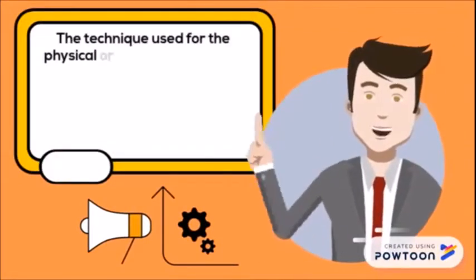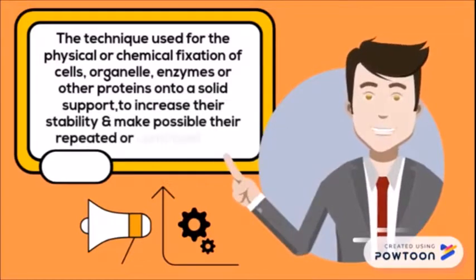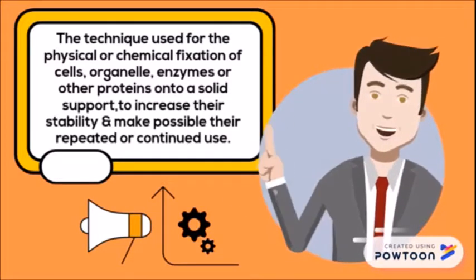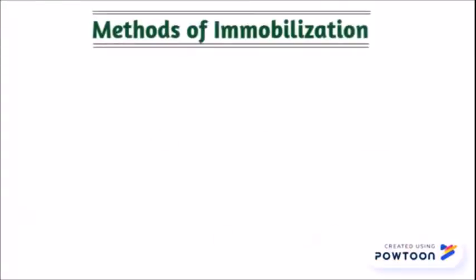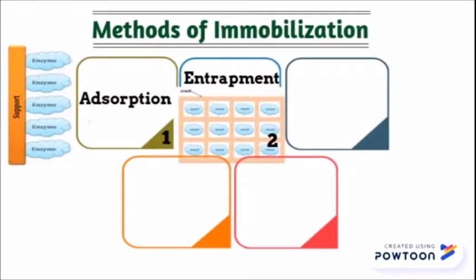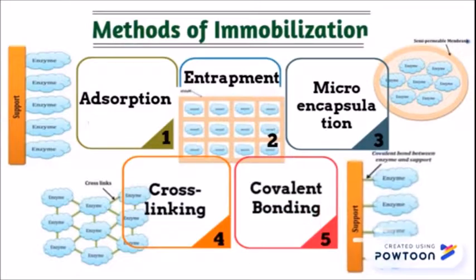Immobilization is the technique used for the physical or chemical fixation of cells, organelles, enzymes or other proteins onto a solid support, to increase their stability and make possible their repeated or continued use. There are 5 methods of immobilization: first adsorption, second entrapment, third microencapsulation, fourth cross-linking, fifth covalent bonding.